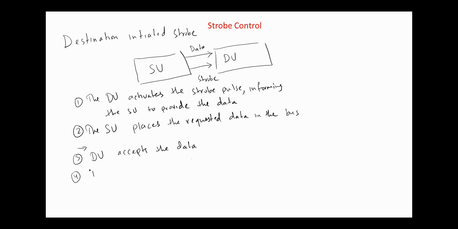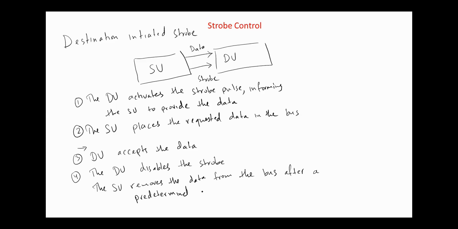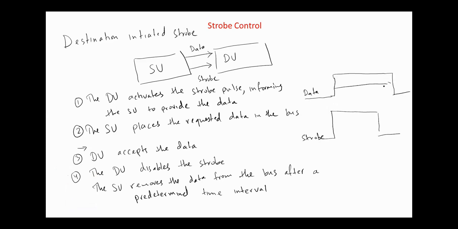The destination unit then disables the strobe. The source removes the data from the bus after a predetermined time interval. And regarding the timing diagram, here we have the strobe before the data was placed in the bus. Valid data.